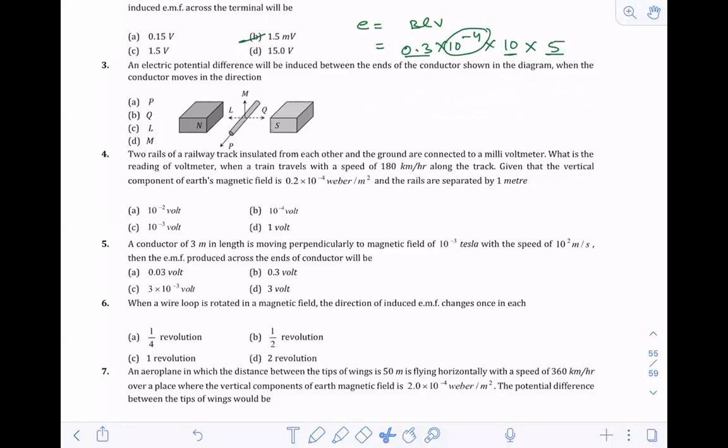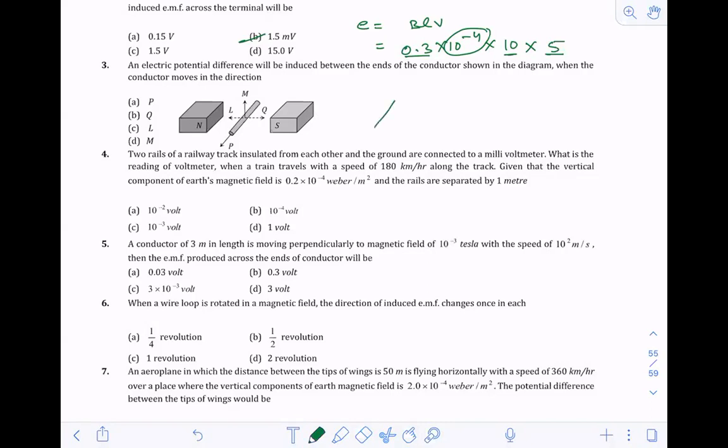One answer I have got is D. Anybody else? Most of them are answering D, but I have one student writing B. If you are saying B, why not C? Look into this case. What is the case over here?